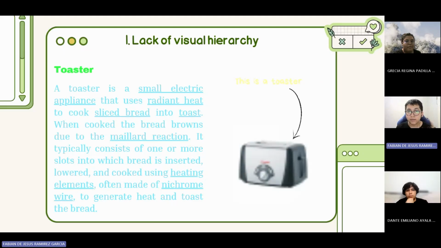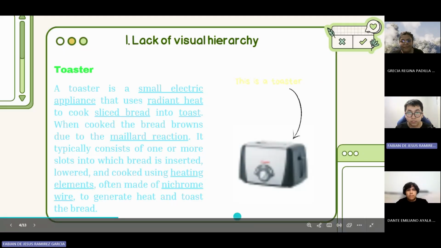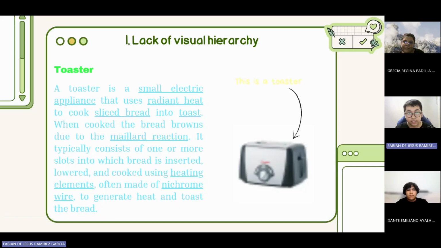For the first one, we have the lack of visual hierarchy. In this slide, we can observe that the colors used for the words don't seem like the best combination because they can barely be seen against the white background. Another notable thing is the fonts and size used. The public cannot easily guess what the title, the subtitles, or the information of the slide is, and there is the low quality image of the toaster that doesn't give a good representation of this topic.